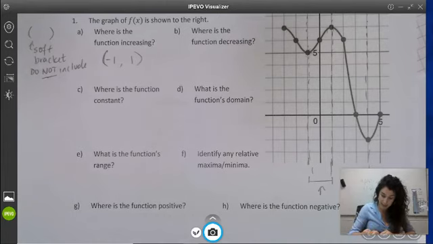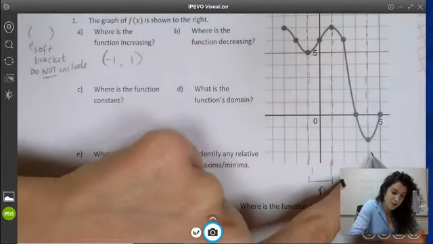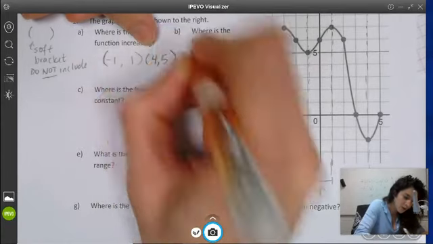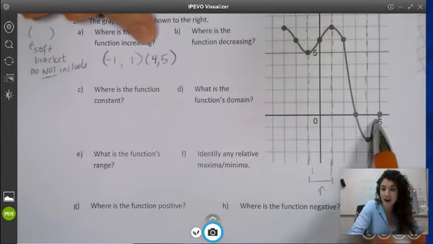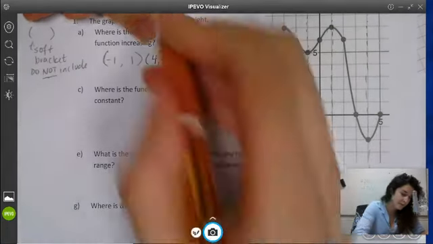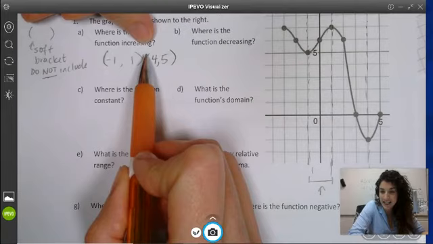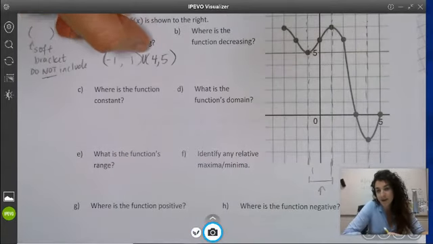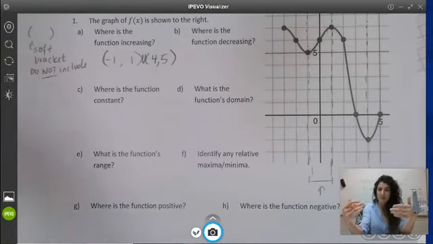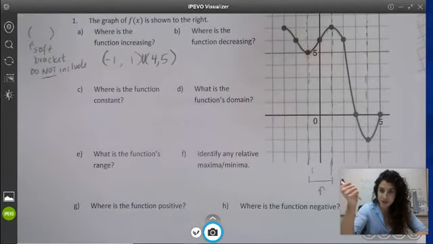So where is the function decreasing? Oh, and I didn't even finish answering the question. It is also increasing between 4 and 5. We also do not include 4 or 5. 4 because it's a relative minima, and 5 because it's the end, so it has no behavior because there's no point after the end. It is the union of these guys, so I drew a really, really tiny U. We'll learn more about union this year, but that just means that we're including these guys. It's like a big bowl. We're putting all these values into that. Where is the function decreasing?